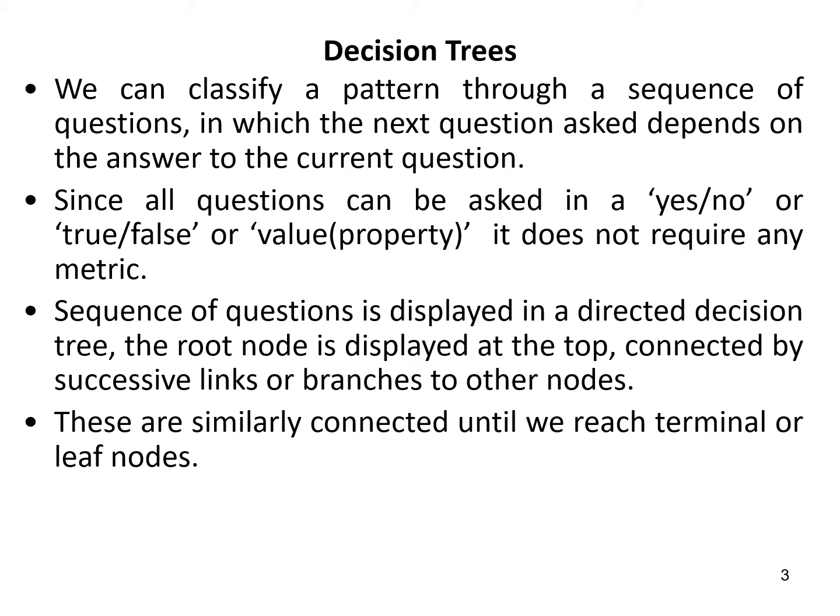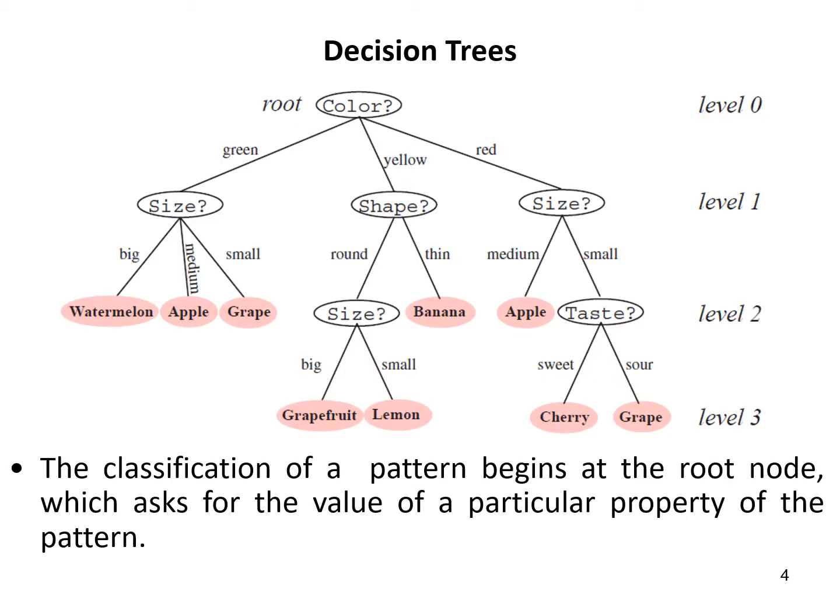The root node is displayed at the top, connected by successive links or branches to other nodes. These are similarly connected until we reach a terminal or leaf node. An example of a decision tree is shown, and this is used for the classification of fruits.